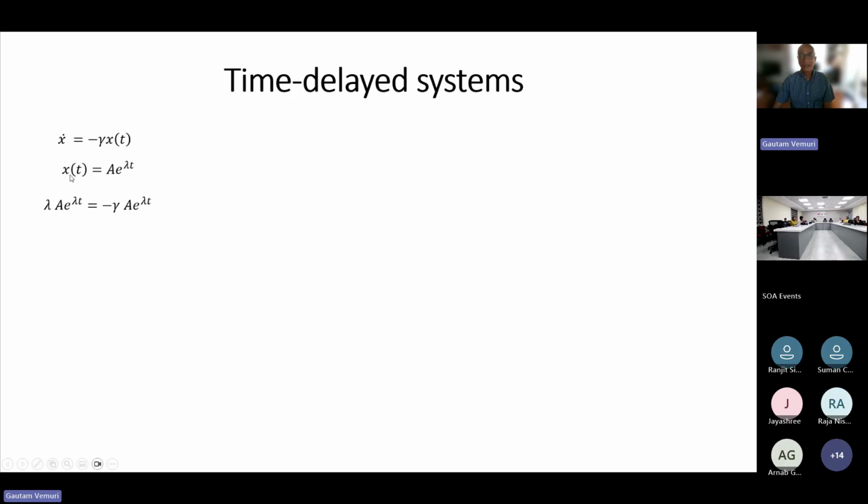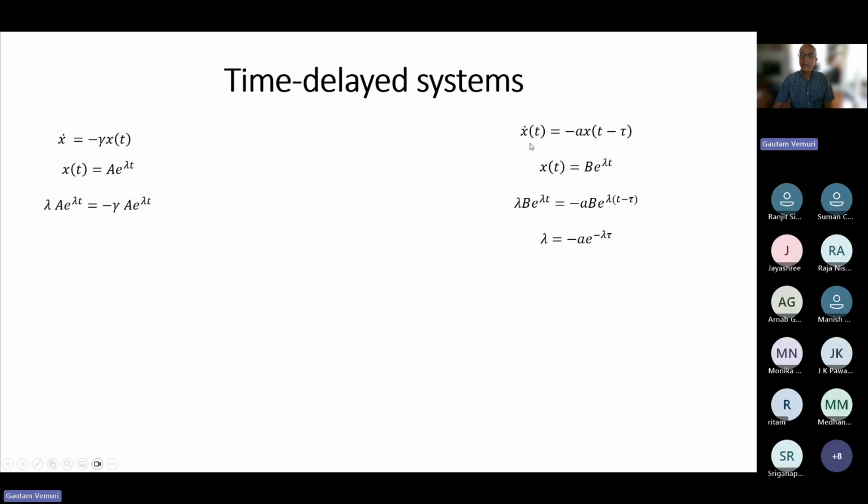And one of the ways that we are told to solve differential equations is, okay, let me assume a series solution. And if I plug that solution back in here, I get the characteristic equation. And then we know that the solution is given by this eigenvalue being equal to negative gamma. But now if I take that same equation and I say, okay, what if the derivative of x depends not on the instantaneous value of x, but on the value of x at some earlier time tau?